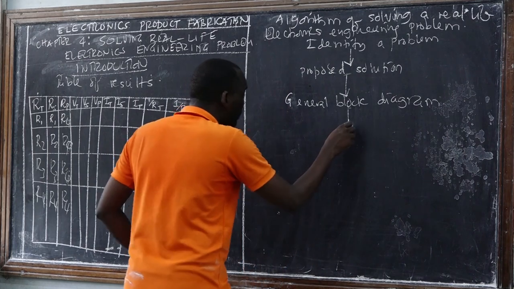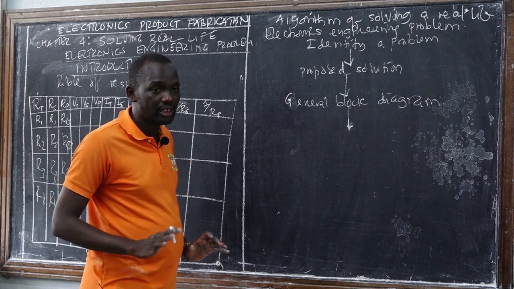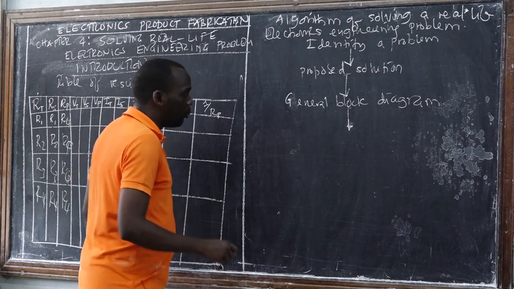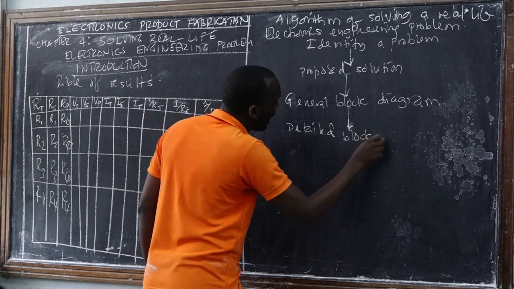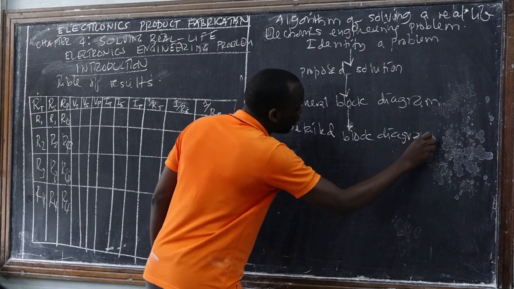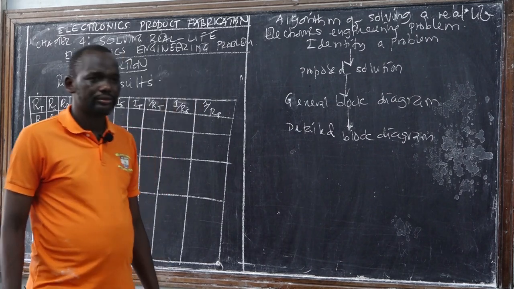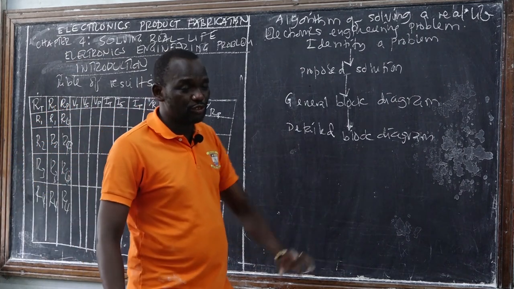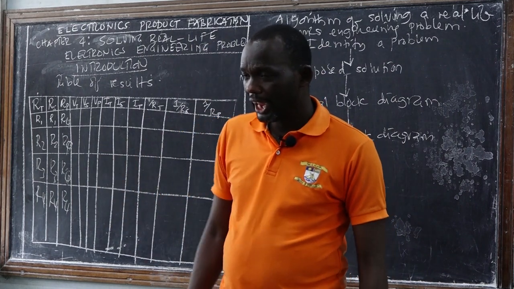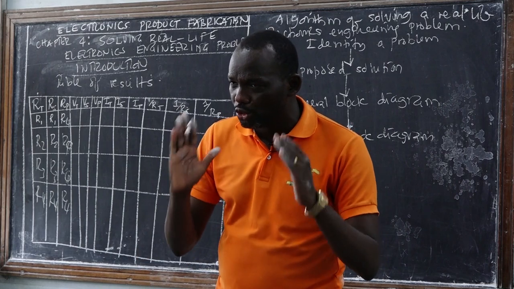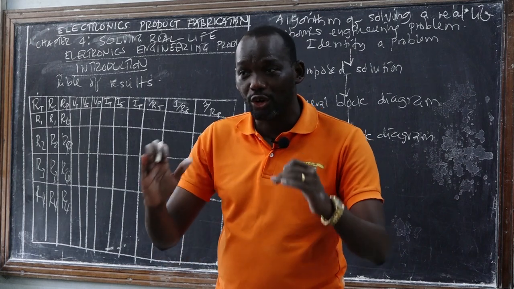Then once we have these general block diagrams, we have to open them up, or specialize them according to the problem. Then we get another type of diagram, which we call the detailed block diagram. The detailed block diagram is more specific to the problem that you are solving. And you remember in test 1, I asked you to draw the detailed block, and most of you drew the general block.